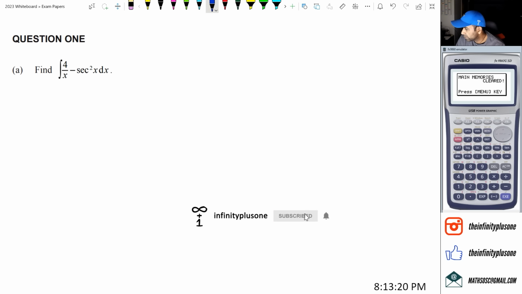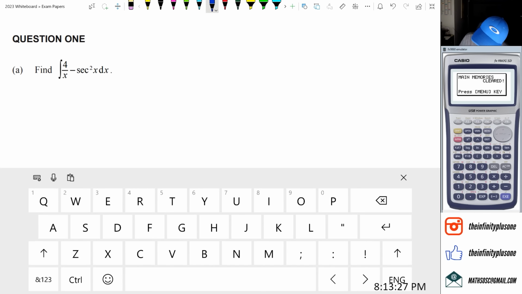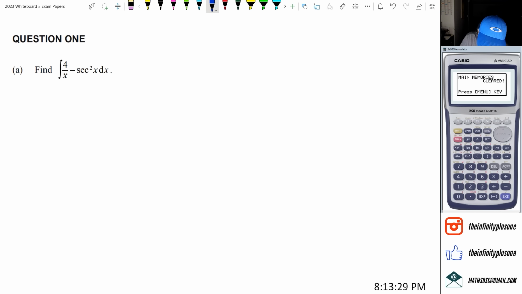Alright guys, with question 1, we've got a straightforward integration question. The integral of 4 over x, we can write as 4 ln of x. And for sec squared x, we know that the integration of sec squared x is tan x, so that's going to be tan x right there. And of course, don't forget your plus c for this question. Once you do that, it's pretty much a straightforward achieved.